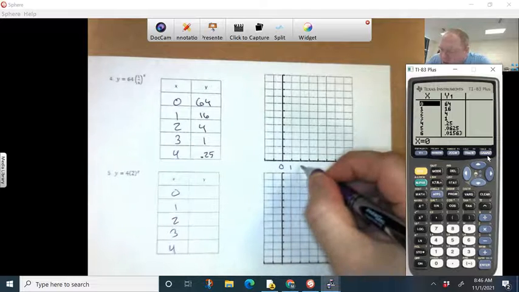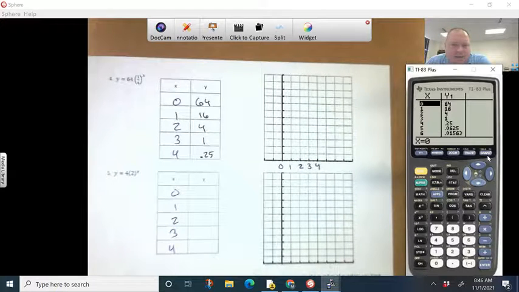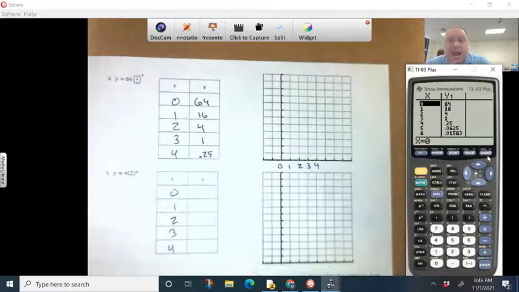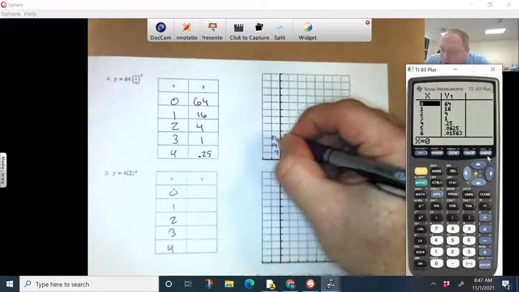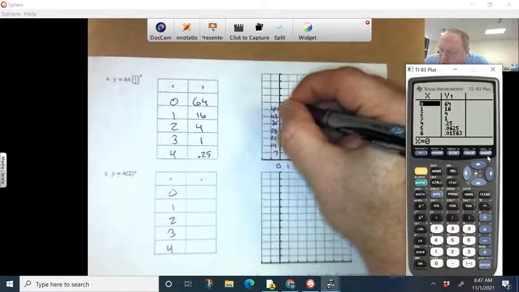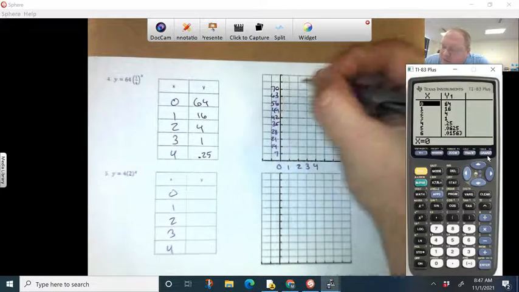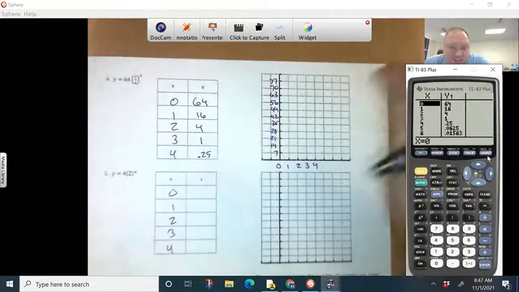Now I got 0, 1, 2, 3, 4. But I need to figure out what to put on my x-axis here. So again, I go to the next highest 10. In this case, that would be 70. 70 divided by 10 is 7, so that's what I'm going to count by. So 7, 14, 21, 28, 35, 42, 49, 56, 63, 70, 77. I don't have anything larger than that, so I'm going to stop.